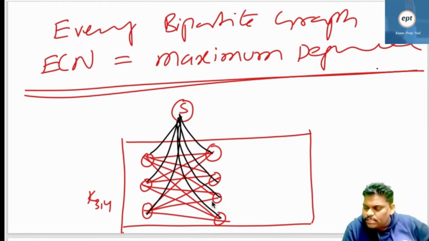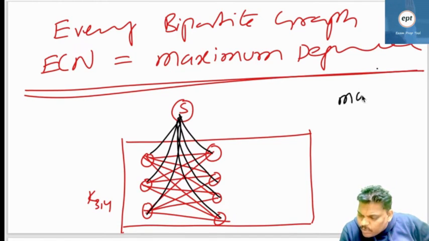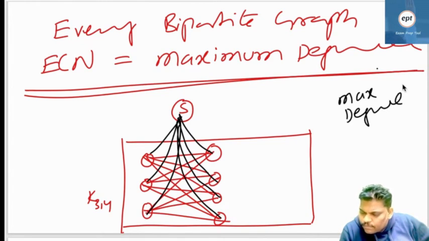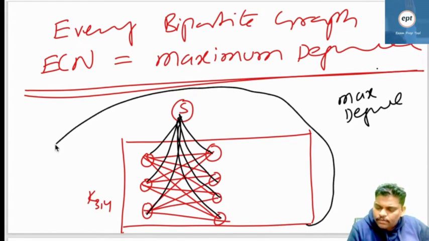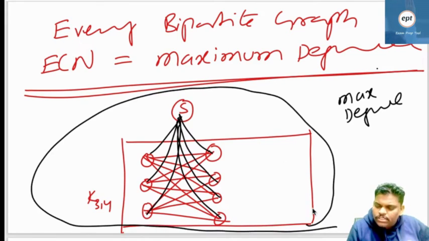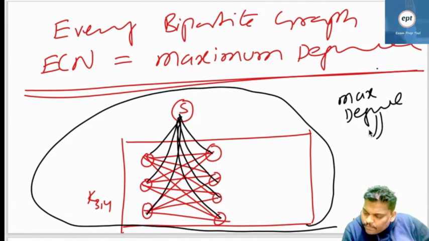Now listen. In this diagram, what is the maximum degree? This is yesterday's problem. This is the problem where we got stuck. What is the maximum degree? Here the maximum degree is 3 plus 4, 7.